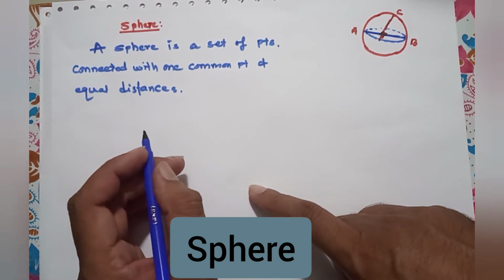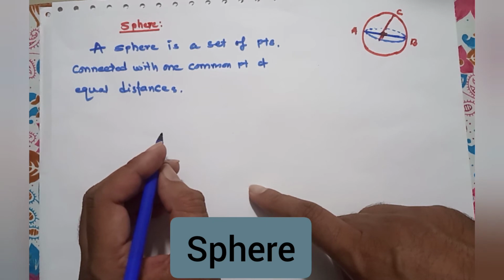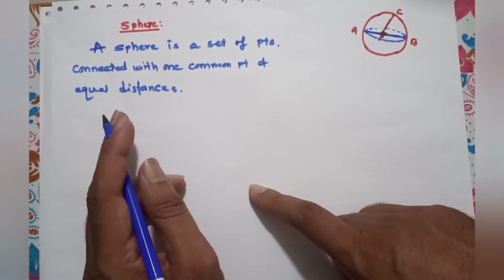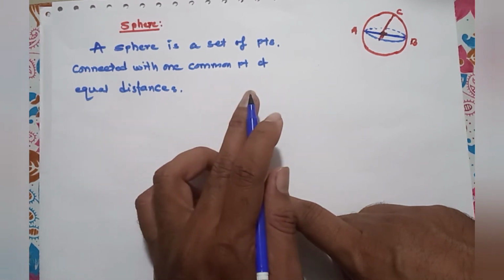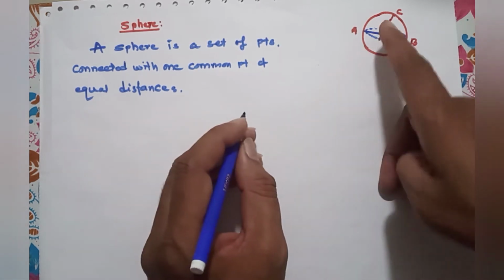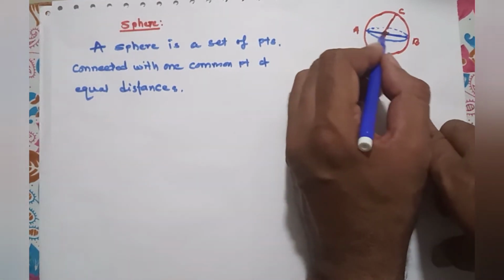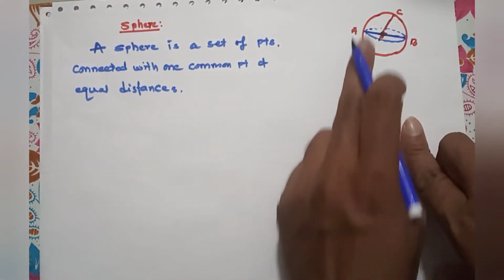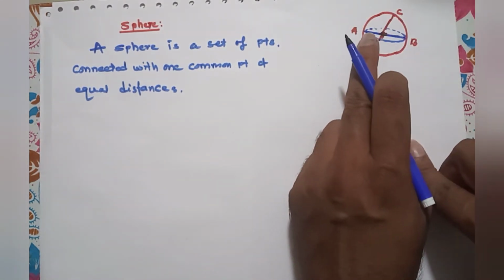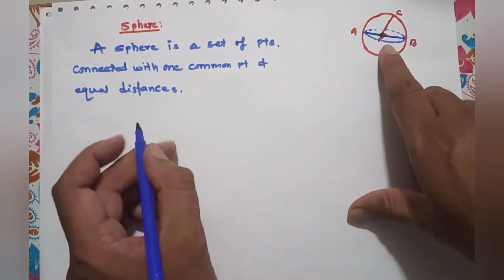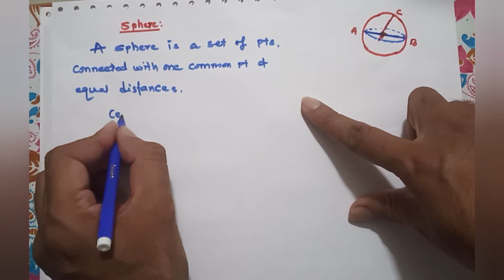Our today's topic is sphere. So what is a sphere? A sphere is a set of points which are at equal distances from one common point, or the locus of points which are at equal distance from one point. So the common point is called the center.